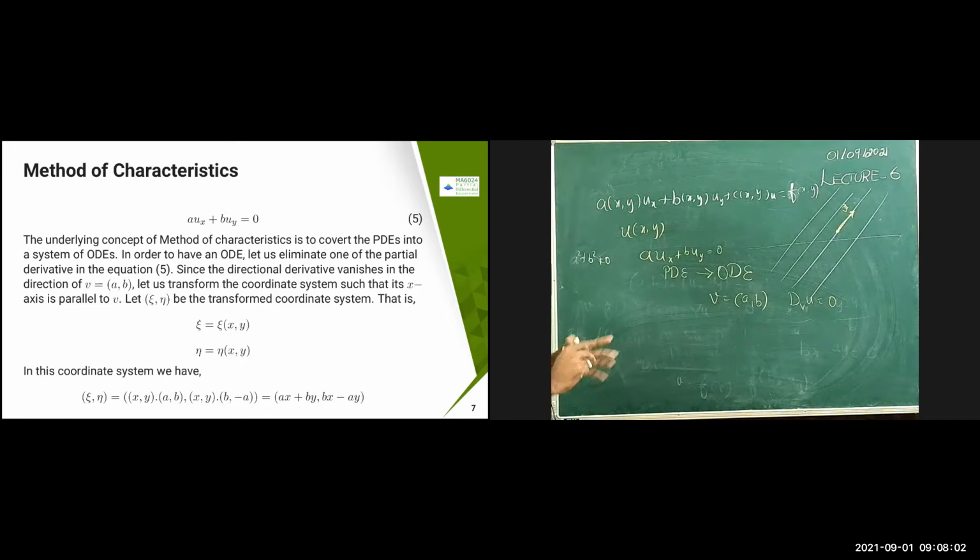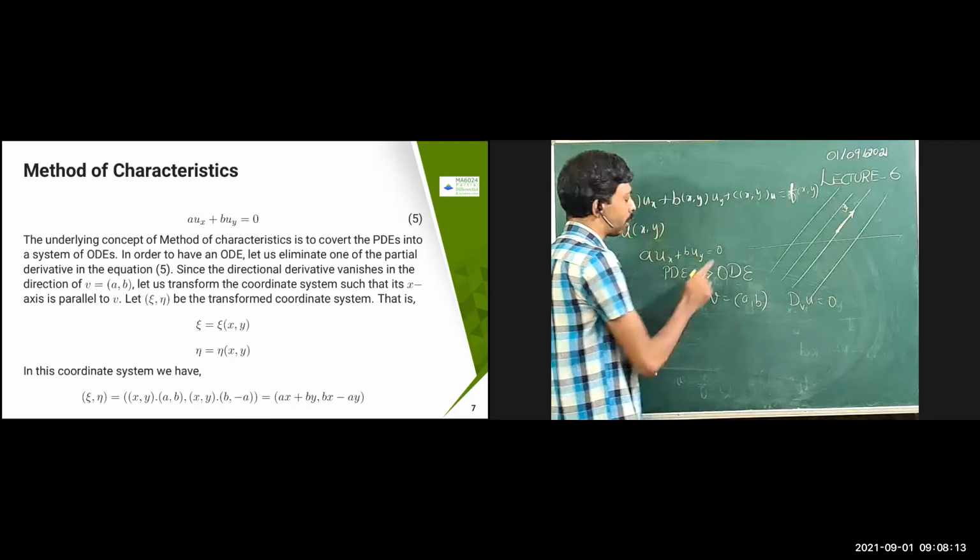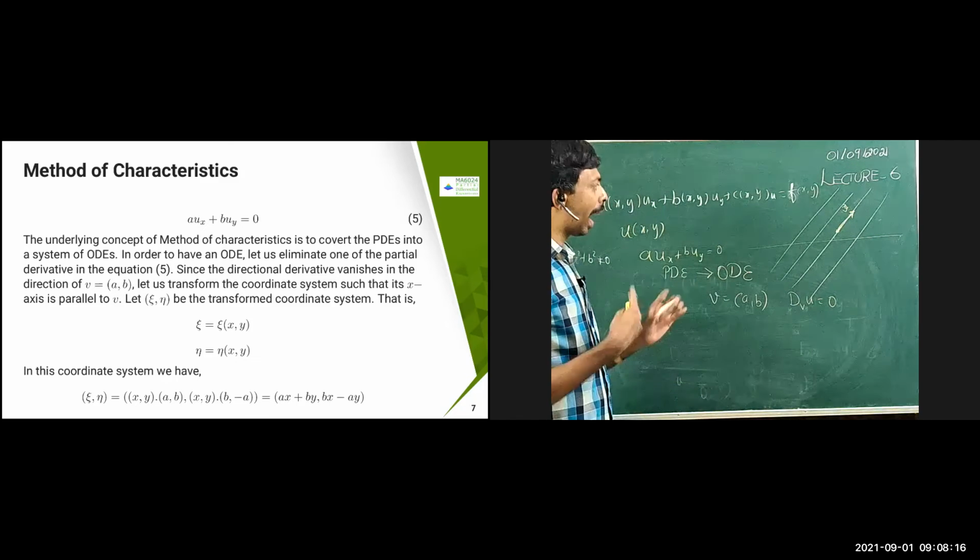Since the directional derivative vanishes in the direction of v equal to a comma b, what we are trying to do is transform the coordinate system. I'm trying to transform the complete coordinate system into an axis parallel to.